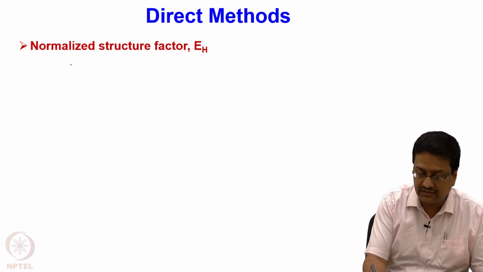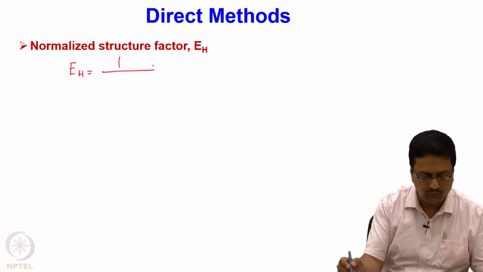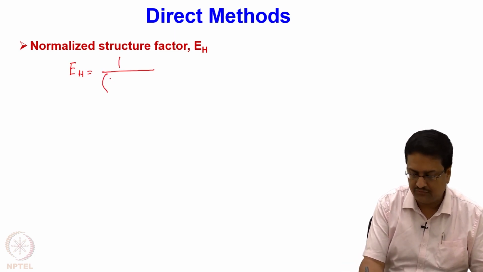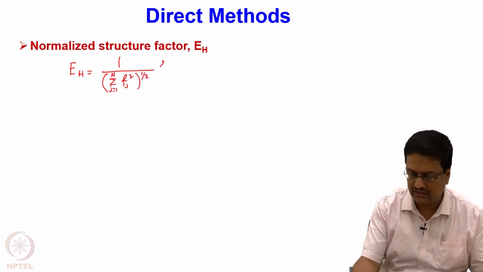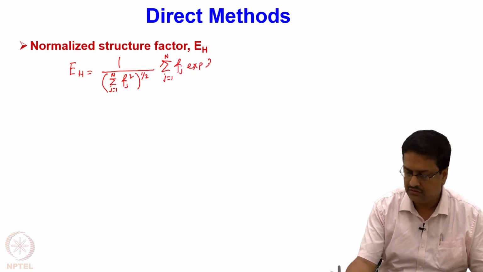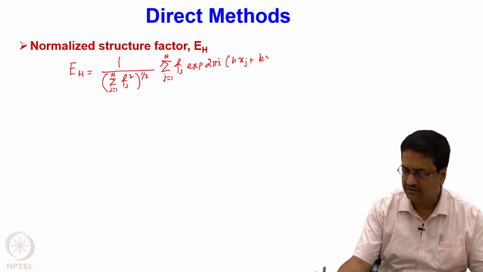we wrote it as EH equal to 1 by square root of the sum over j equal to 1 to n fj square, into the sum over j equal to 1 to n fj exponential 2 pi i (hxj plus kyj plus lzj).